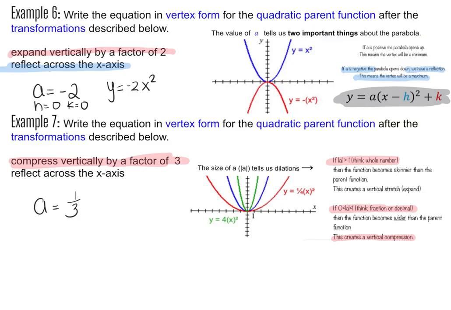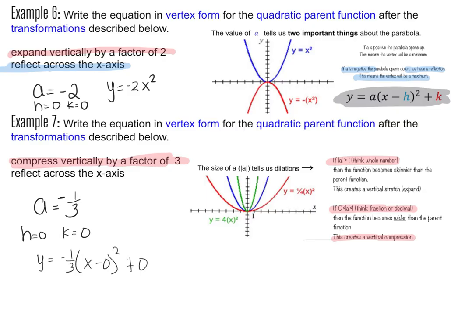I have another reflect across the x-axis, so that means that this fraction has to be a negative number. Again, there is no horizontal or vertical translations, so that means that h is equal to 0 and k is equal to 0. So I'm actually going to write 0 in so you can see how it simplifies into just x squared. So y equals negative 1/3. There would be an x minus 0 squared plus 0.